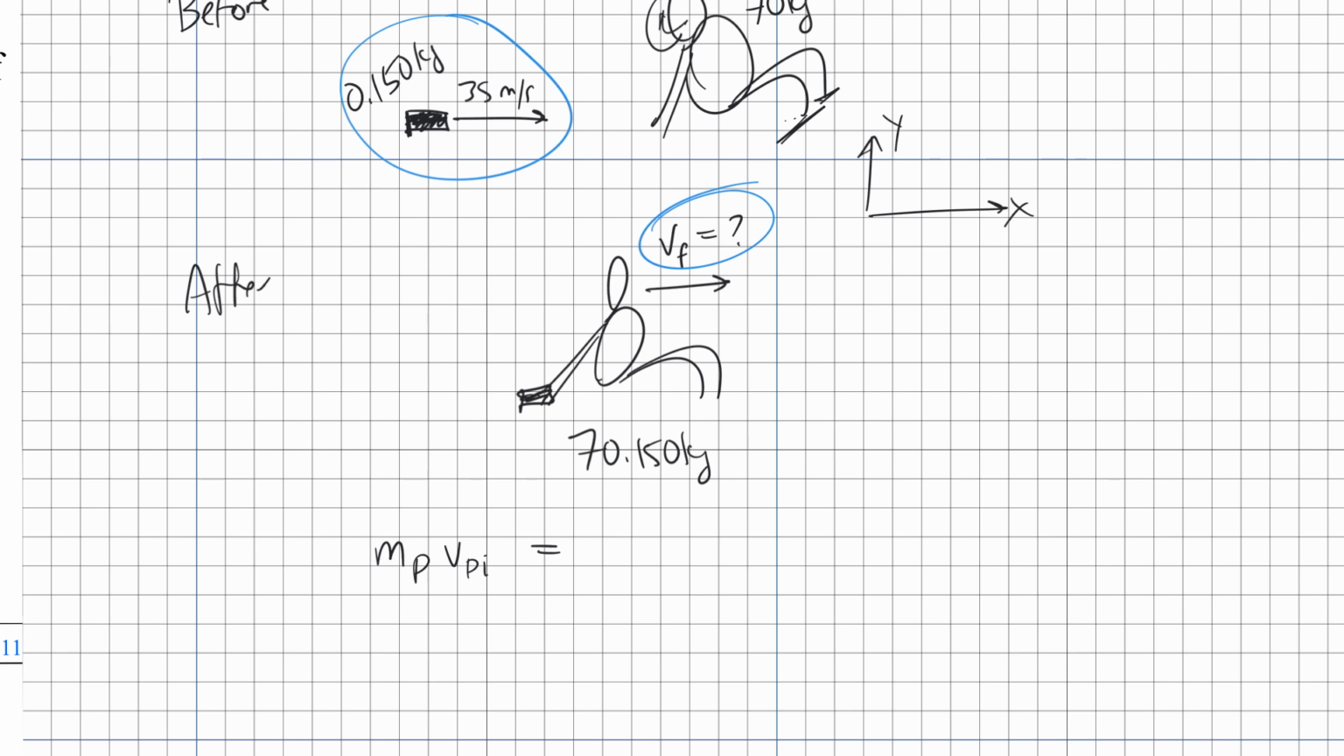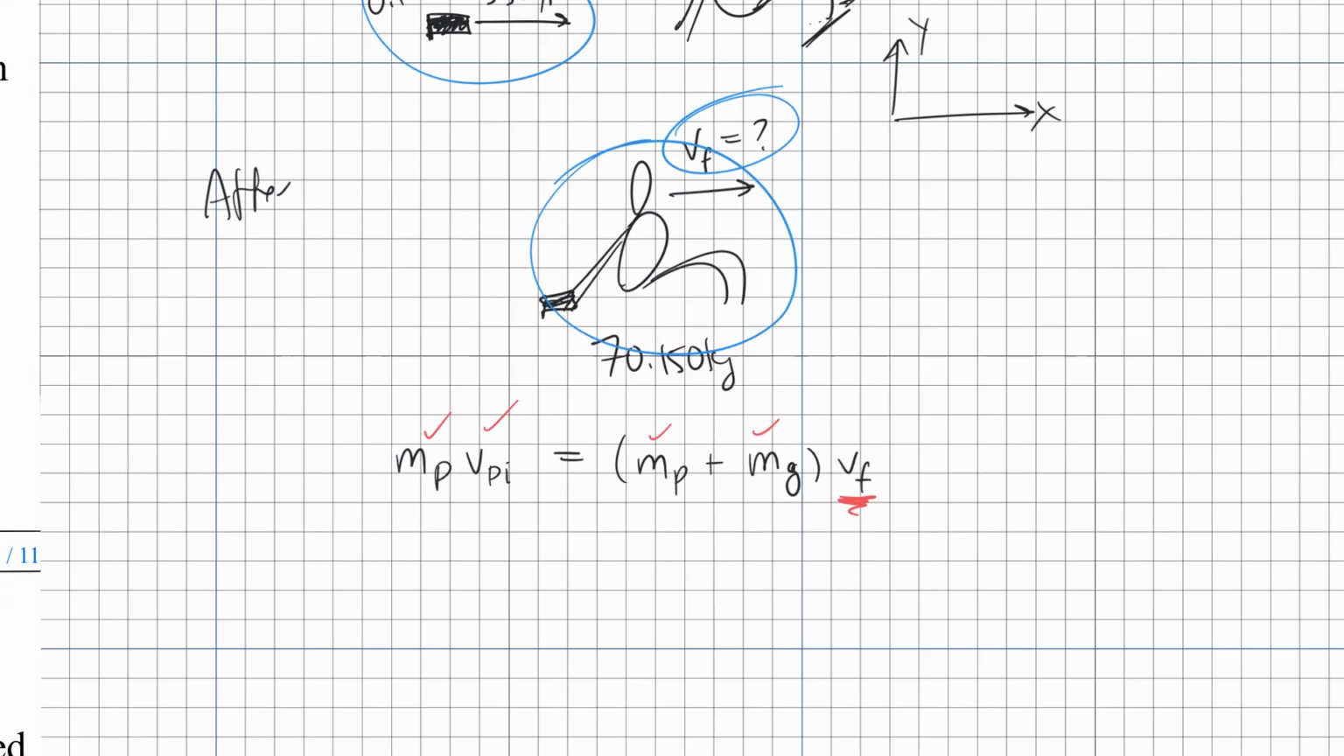Afterwards, all of that momentum is going to be carried in the puck and goalie system, all of them together. So I'll call that the total mass, which would be the mass of the puck plus the mass of the goalie, times their total final velocity, which I'll call VF. Now notice in this particular case, this is the only unknown. We know the mass of the puck, it's given. We know the initial velocity of the puck, given. We know the mass of the goalie. So all we need to do is rearrange this equation and solve.